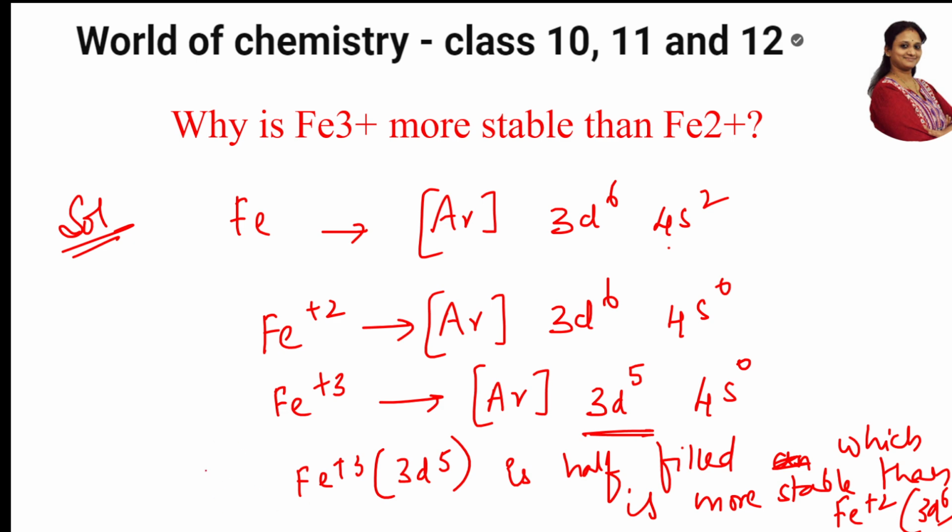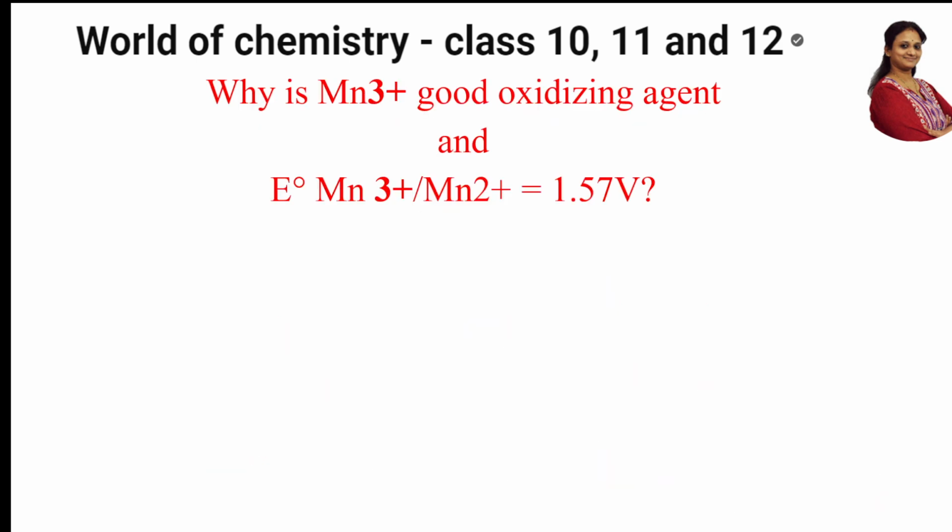Write this with a star mark, the examiner will directly read this. Done. Next question: Is Mn3+ an oxidizing agent, and it has an electrode potential value of 1.5 V. Again, as I said, the concept of electrode potential is done in one shot.